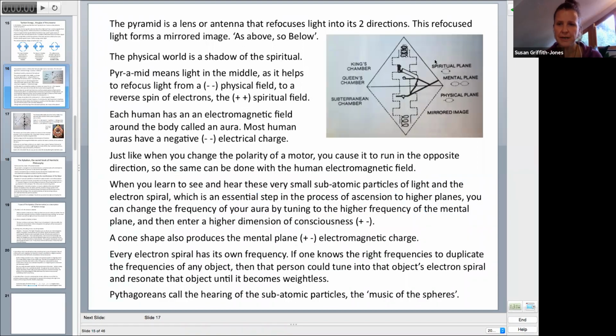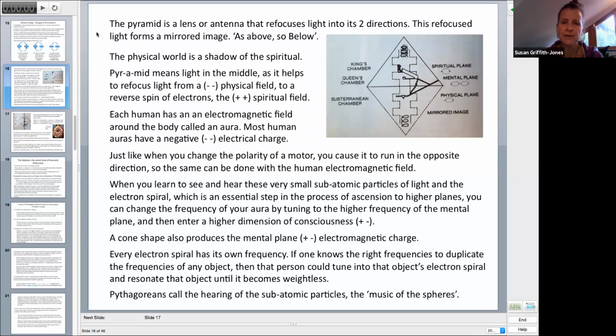So here we've got a picture of the king's chamber, queen's chamber, and subterranean chamber, a spiritual, mental, and physical plane. And here's the mirrored image of the pyramid below its physical structure, similar again to the circle of immortality, which this knowledge has been enlightening me on some further meaning to that I hadn't thought about, or hadn't completely understood. So really this has been very, very helpful.